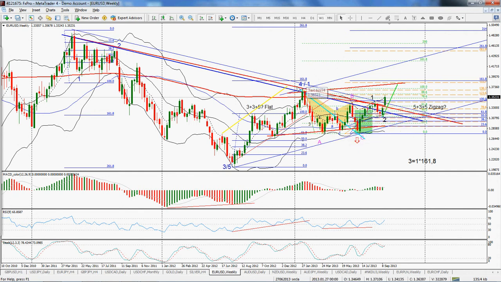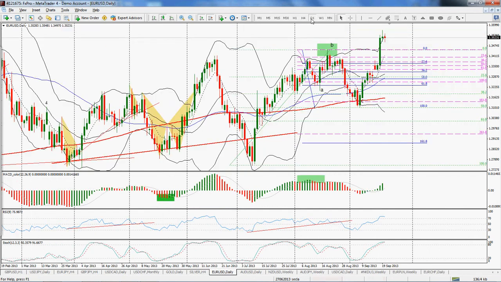But another scenario, that could be a first impulse, that could be a correction here, and that is already an impulse to the upside. Okay, so I'm considering this last movement as 1 and 2, and this is a 3. Okay, so that could be a strong upward movement ahead of us.